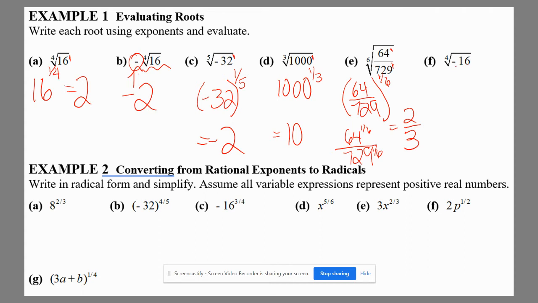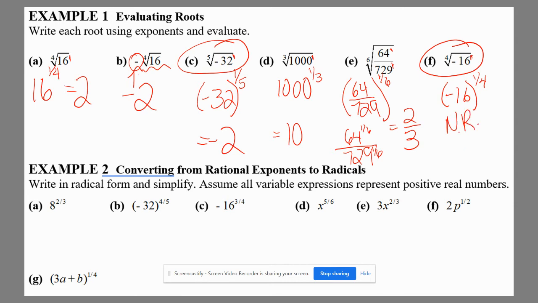Letter F. Again, our negative is under the radical, so we want letter F to go similar to how we did letter C. The -16 is in parentheses. This is a first power here. Power over root. First power, fourth root. Type that in our calculator, and we get an error, a non-real answer.